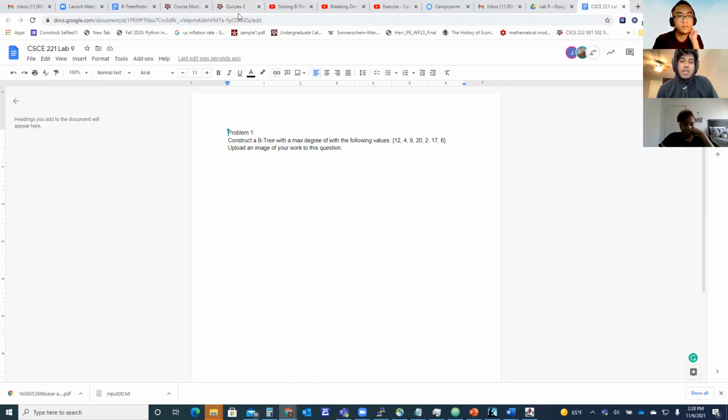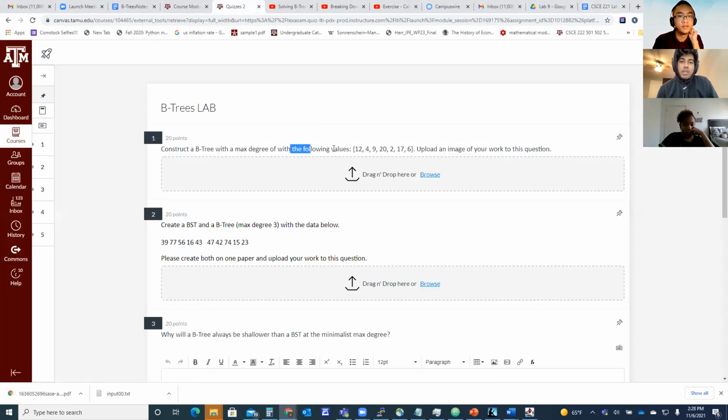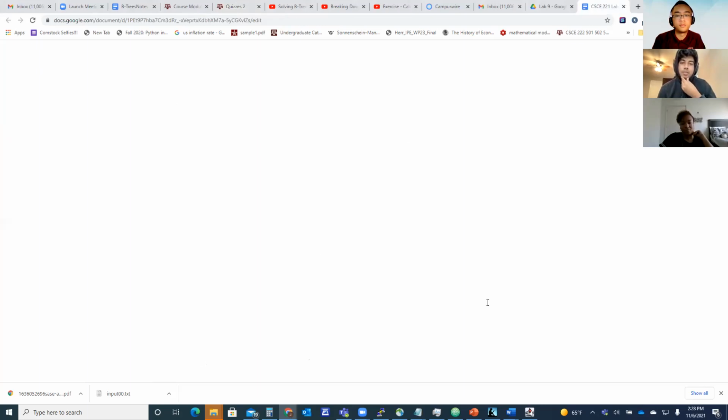Wait, it says with the max degree of, but it doesn't say what the max degree is. Yeah, that might be an issue. Do you want to just assume it's 3 in the next problem? Yeah. We should probably just write at the top right, assuming 3, and then draw out the rest of it. Okay.